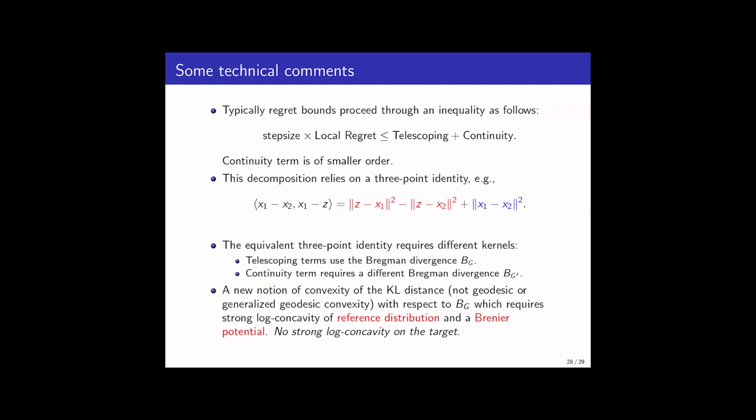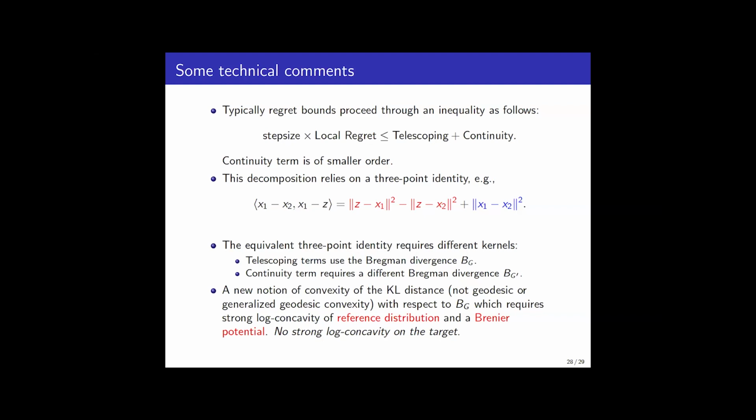And the other thing that is happening here, which explains why we don't typically impose a strong convexity on the target distribution, is that the proof of getting log t regret goes through a notion of strong convexity of the Kullback-Leibler divergence with respect to the Bregman divergence directly, not with respect to any metric. And this particular notion of convexity only requires strong log concavity of the reference distribution, not of the target, and also strong convexity of a certain Brenier potential.